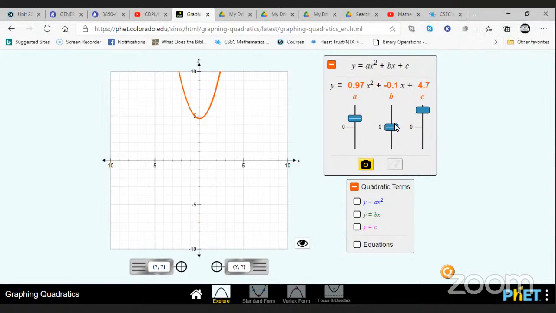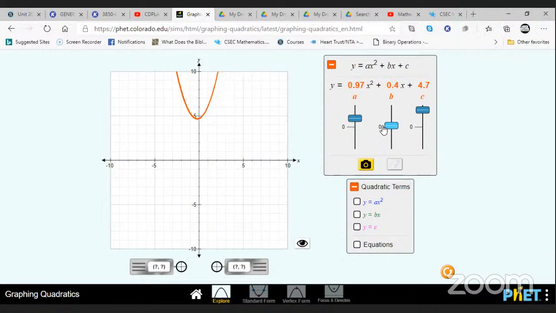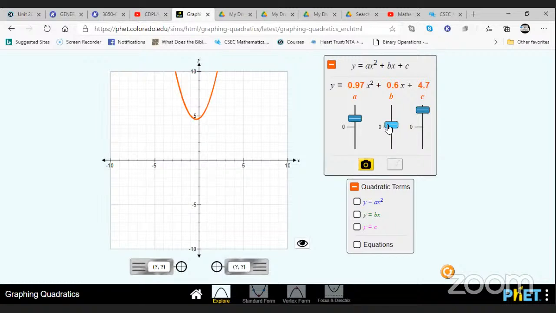Yes, sir. However, what I thought you guys would have seen is, if you notice, what kind of motion is the graph going into? What kind of motion when I move B? Expanding? As it expands, it expands. Okay, it expands.